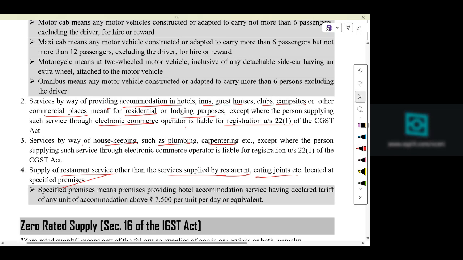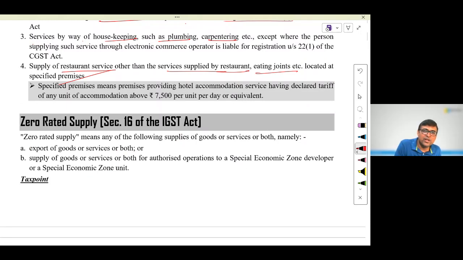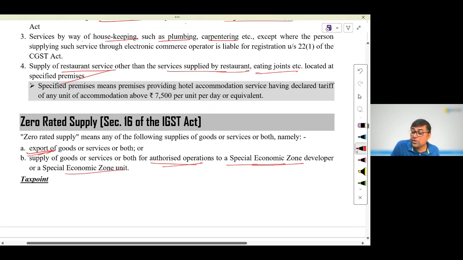Zero rated supply means supply of goods or services or both through export, that means export supply is treated as zero rated supply, and supply of goods or services or both for authorized operations to a special economic zone developer or to a special economic zone unit. If these are the case, then it is treated as zero rated supply. GST is not applicable. Sir, what is the difference between zero rated and nil rated?